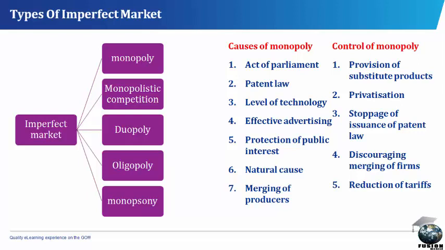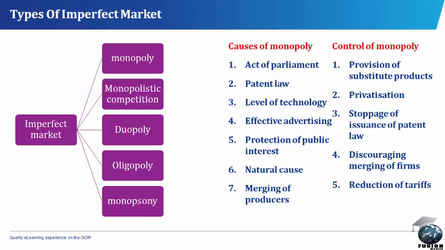Protection of public interest. As a result of this, government may embark on monopoly in the supply or production of some commodities. For instance, the importation of rice by the former civilian government of the Second Republic in Nigeria. Natural cause. And lastly, merging of producers. This will make them stronger and put them in a better position to eliminate other competitors.